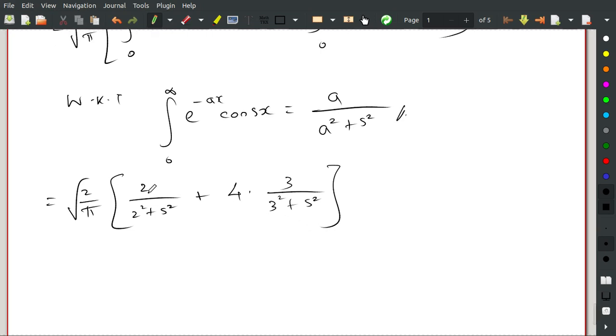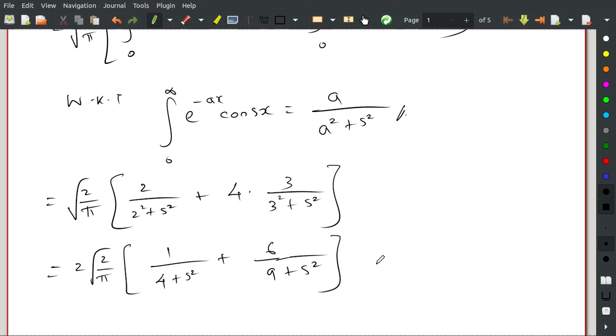So we can take 2 outside as a common factor. Therefore we have 2 root 2 by pi, and it's 1 by 4 plus s square plus, since we take 2 outside, we are left with 2, and 2 into 3 is 6, 6 divided by 9 plus s square. Okay, so this is our final answer.